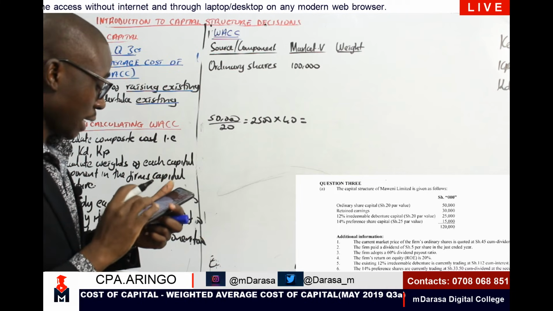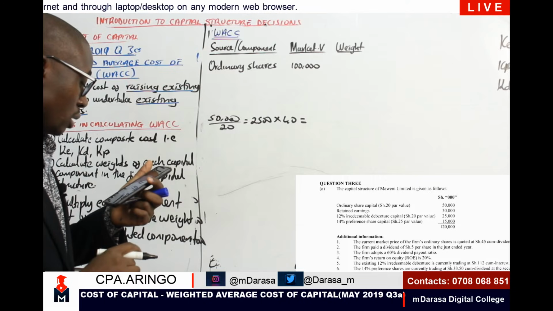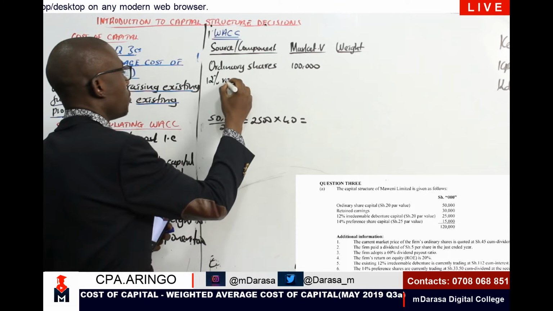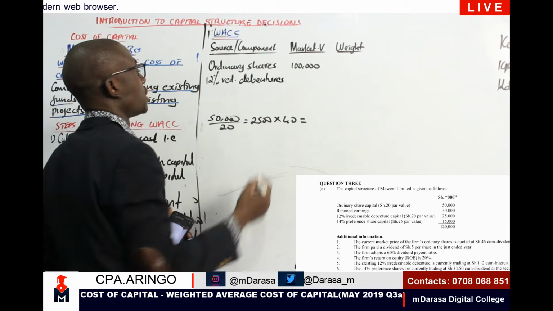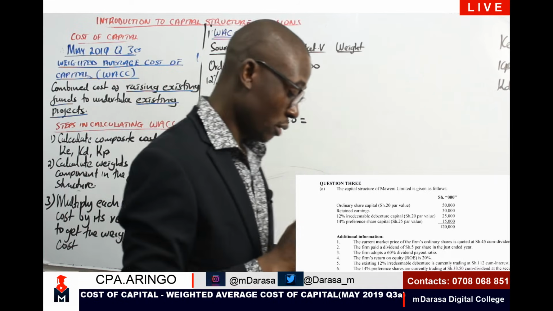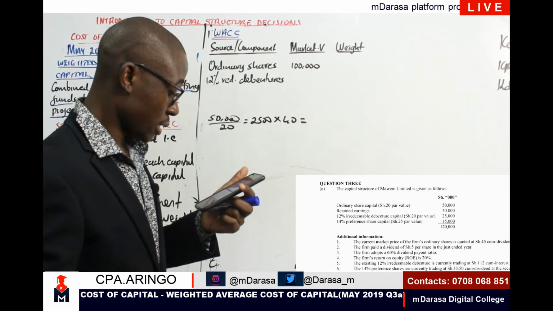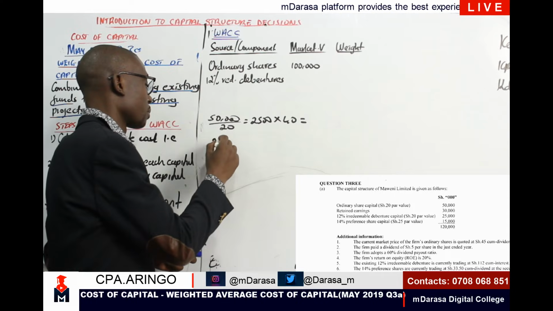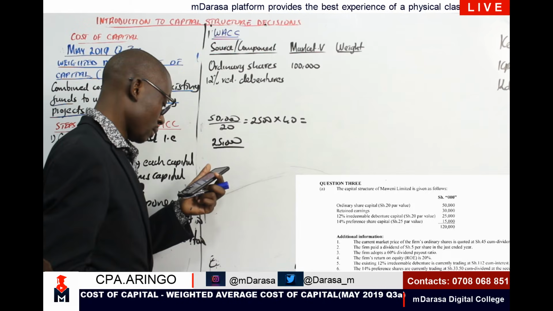We proceed to the next value, which in this case is the 12% redeemable debentures. The same case, how many debentures will you be having? In that case, you can clearly see that for our debentures, we are given 25,000 at a par value of 20.